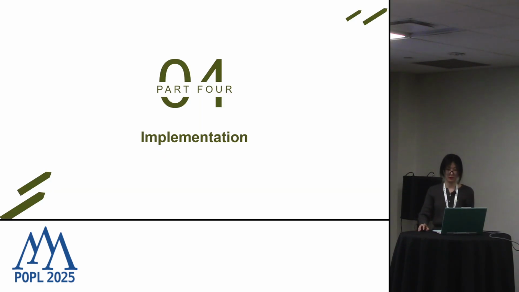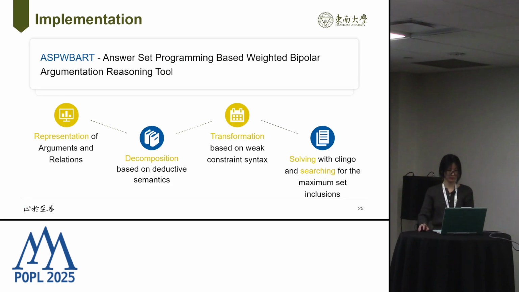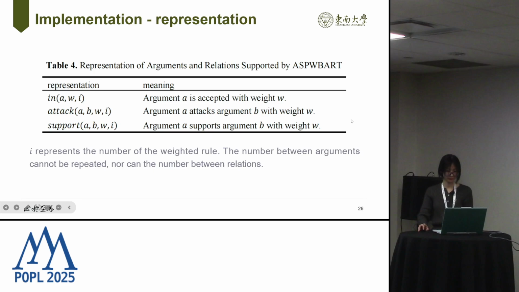Here comes the fourth part, implementation. To realize the automated reasoning in weighted bipolar argumentation framework, we implement a reasoning tool, ASPWBART. The implementation process can be divided into 4 steps, including representation, decomposition, transformation, solving, and search.